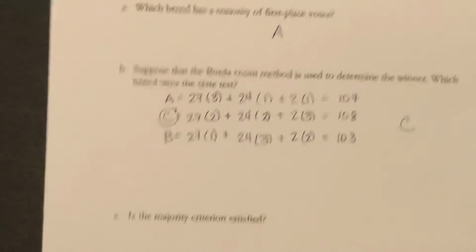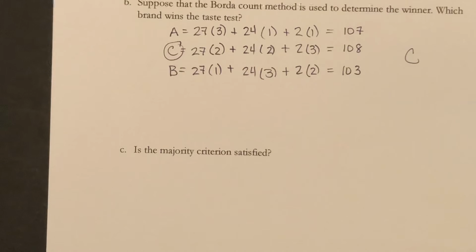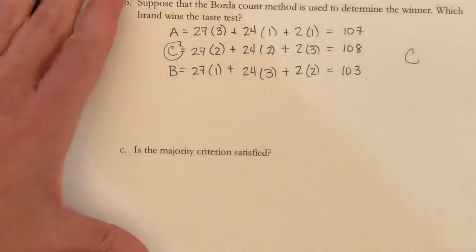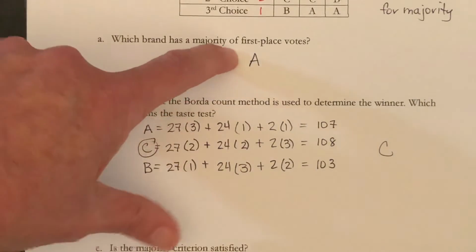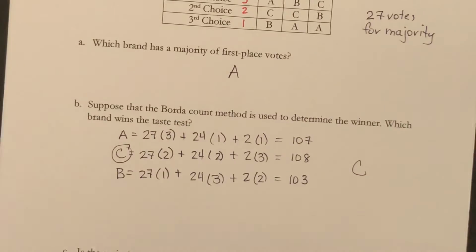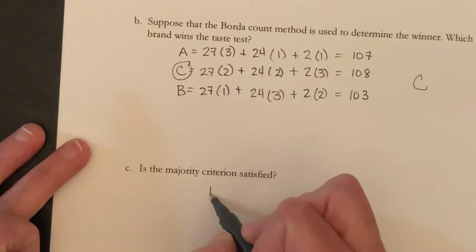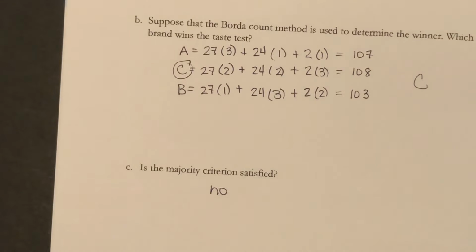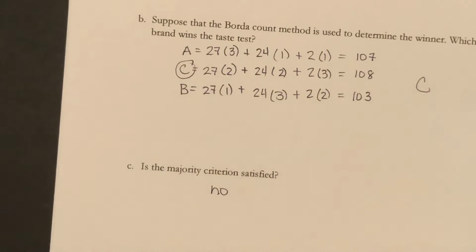Now, is the majority criterion satisfied? The majority criterion says that if somebody has the majority, then they should win the election. Here, A had the majority, but they did not win the election. So this is no. In this case, the fairness criterion is not met.